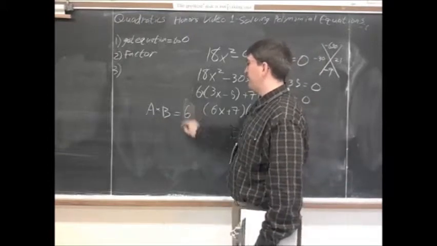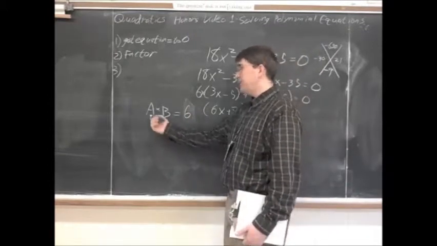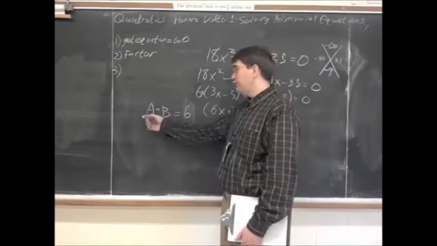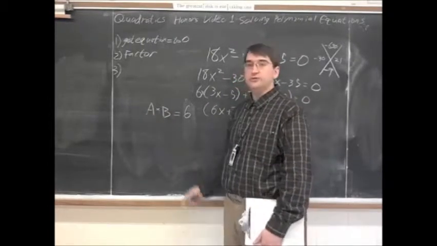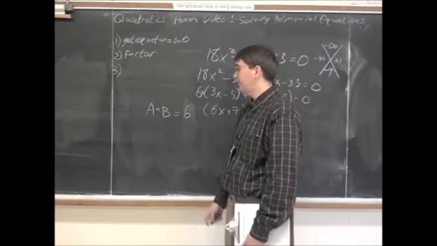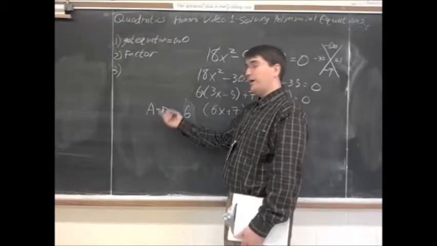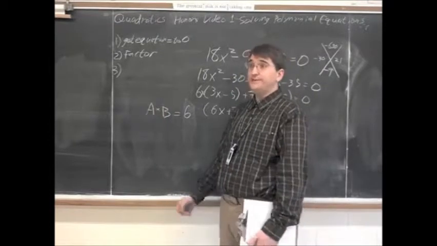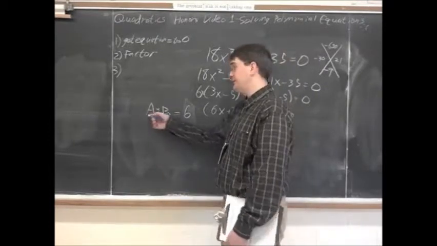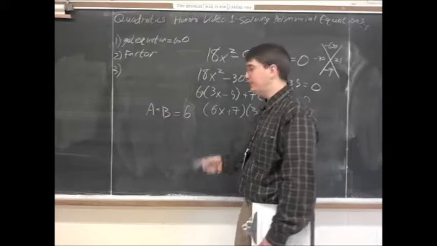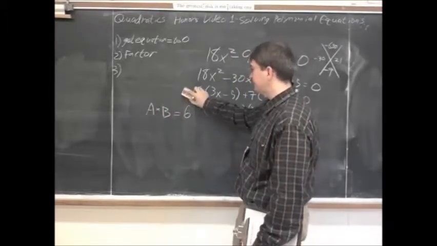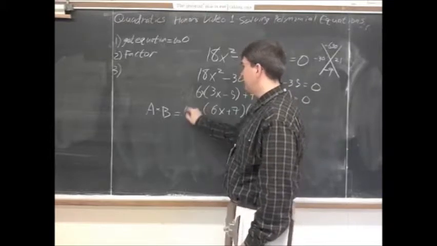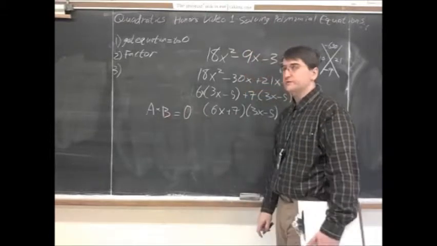If I replace that with a 6, then we don't know what A or B could be. A could be 6, B could be 1. A could be 1, B could be 6. They both could be 2 or 3. A is 2, B is 3. 1/2 and 12 would also work. 1/3 and 18. 1/10 and 60. We have no idea what A and B would be if their product is 6. But if the product is 0, then we know necessarily that one of those two things must be 0.